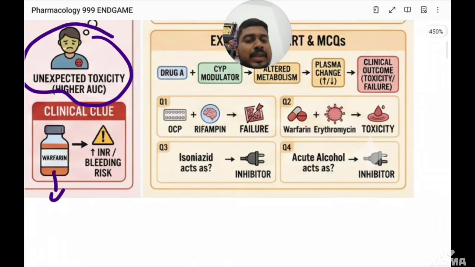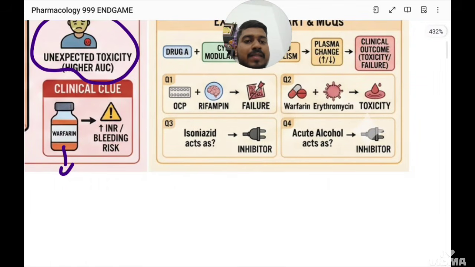Next, a patient of stroke was prescribed warfarin, but then he had some infection, let's say pneumonia, for which erythromycin was given, and then there was a bleeding episode. What is the reason for this? Simple. Erythromycin is an enzyme inhibitor. So when warfarin metabolism is inhibited, INR will increase, and that leads to bleeding episodes.